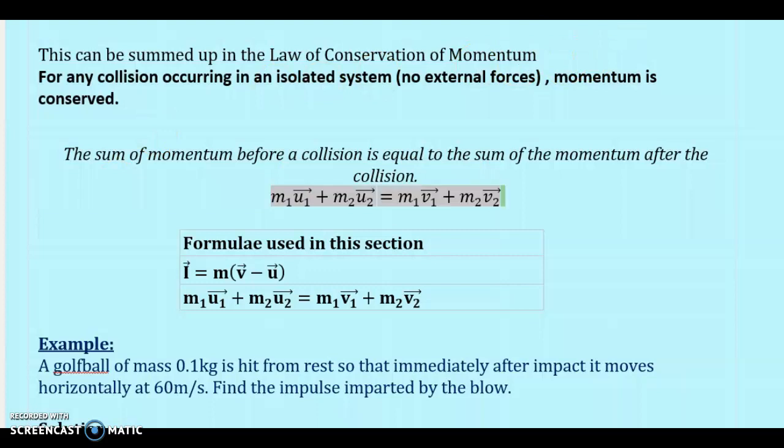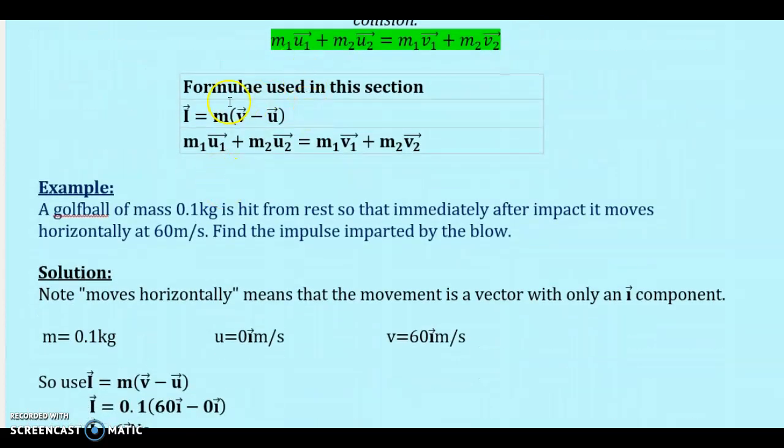Now, okay, so now I have two formulae that we're going to use in this section. The impulse is mass times the change of velocity, and then the conservation of momentum. What does that read?